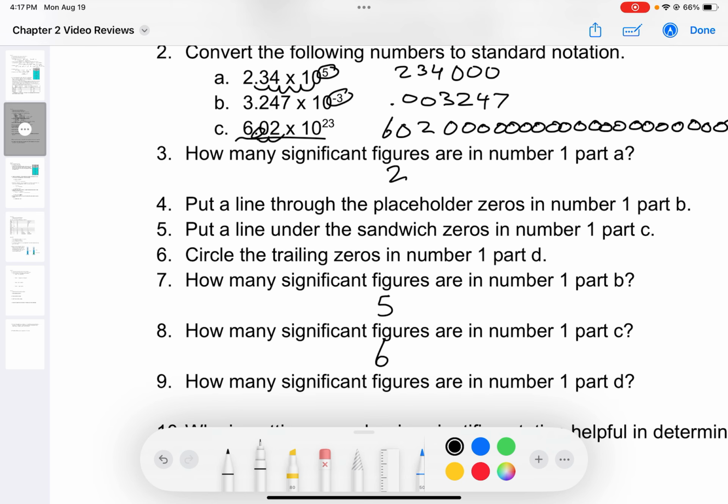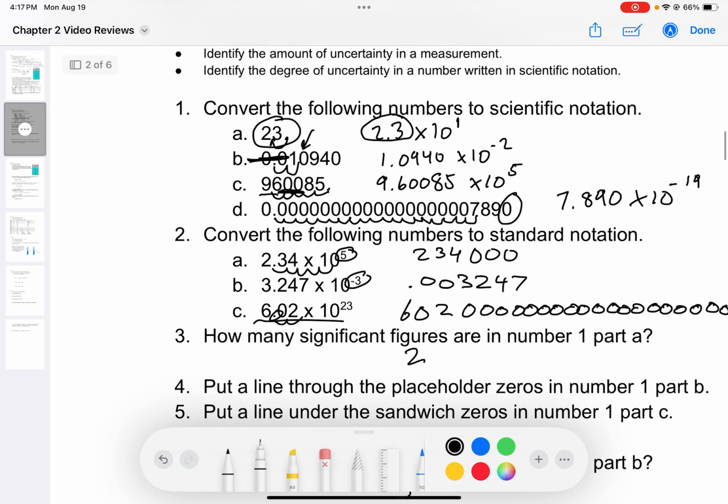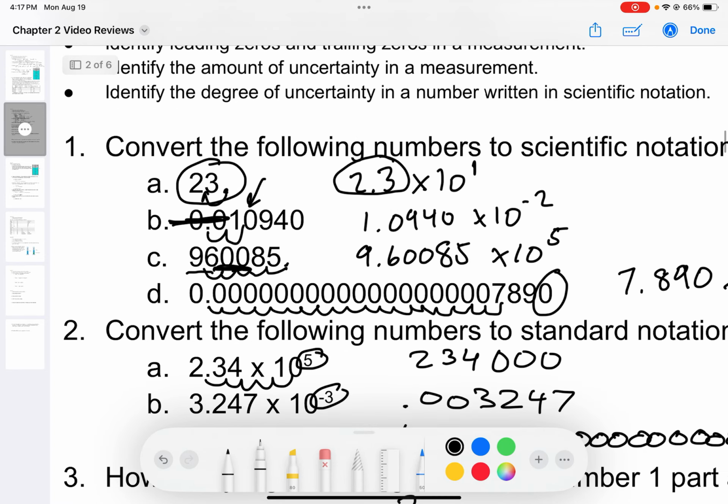Then number 9, how many significant figures are in number 1, part D? All right, well, remember I said these placeholder zeros right there at the front are never significant. So those numbers we're not going to count. Then this 7, this 8, and this 9 are always significant because they're not zeros. So those are significant numbers, the 7, the 8, and the 9.